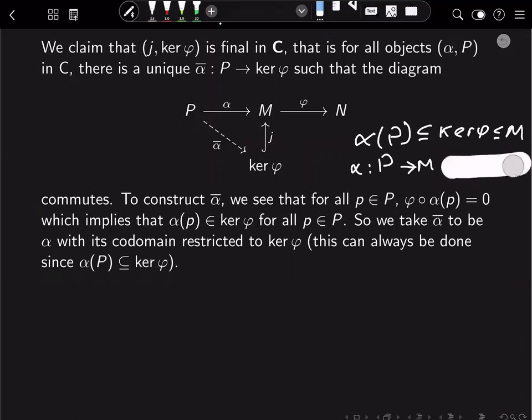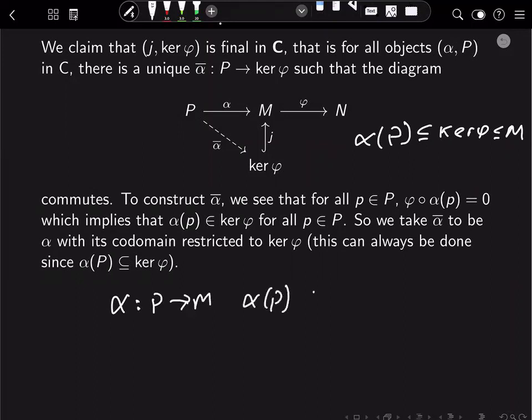Let's write it down here. Right, so we have alpha that maps P onto M, right? And we know that alpha of P is contained in the kernel of phi. So really what we can do is define alpha hat to map P onto the kernel of phi by taking alpha hat of p to be equal to alpha of p. So we just shrink the codomain, and that essentially is it.